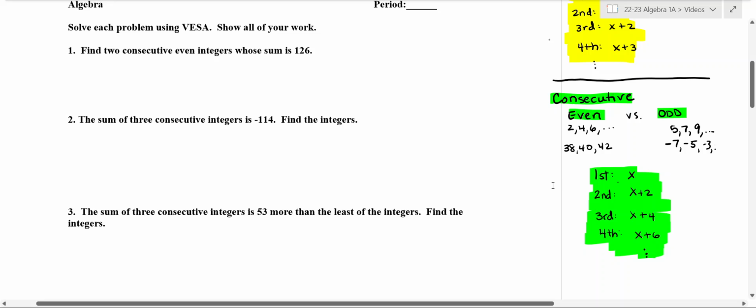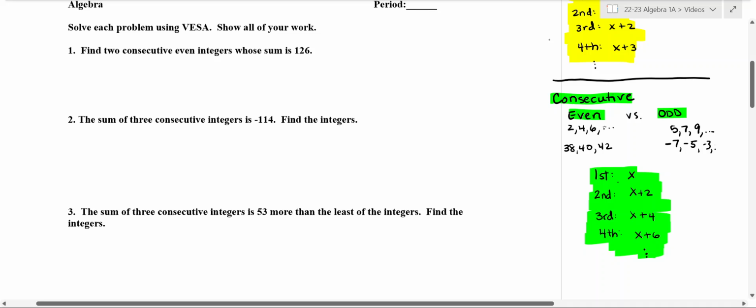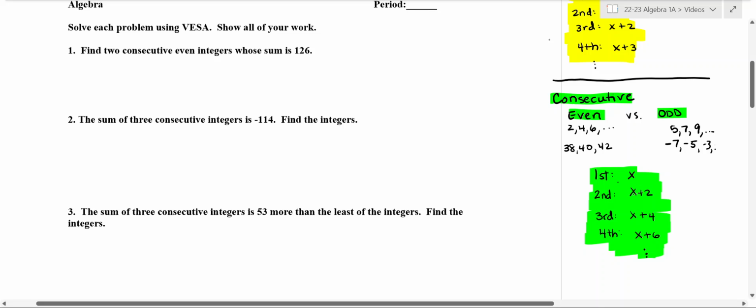The pattern for consecutive even numbers or consecutive odd numbers, they change by 2. Every single time we're adding 2 to the previous number. So 2 plus 2 is 4. 4 plus 2 is 6. It's the same pattern with the odd numbers. 5 plus 2 is 7. 7 plus 2 is 9. So when we're dealing with consecutive even or odd, the first number will be x, the next one x plus 2, the next one x plus 4, the next one x plus 6.